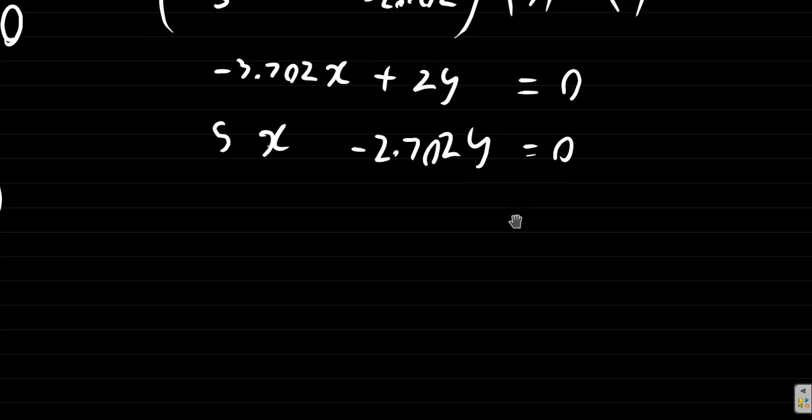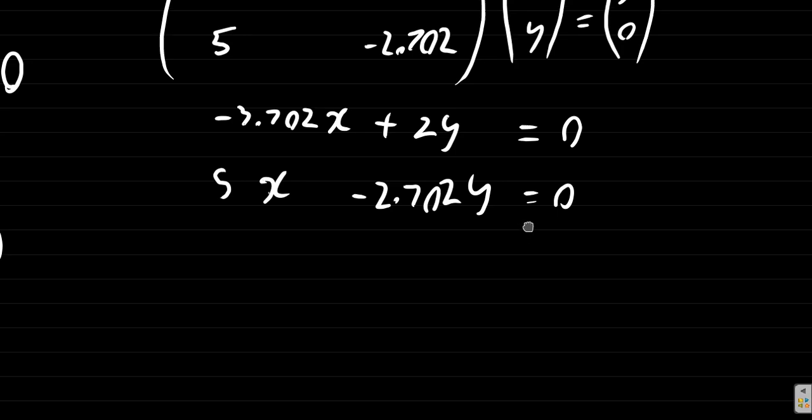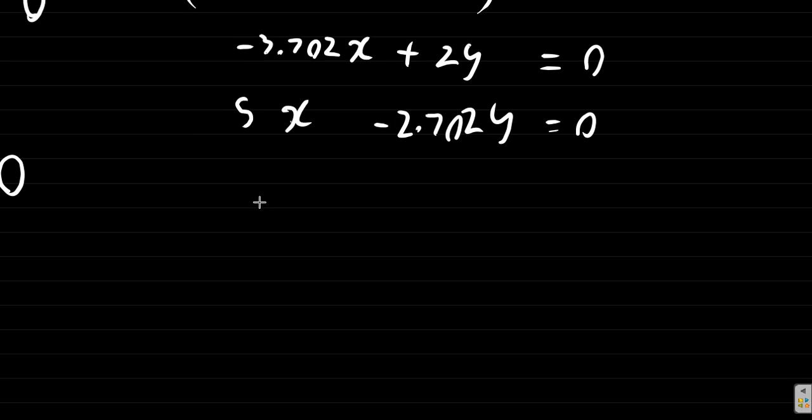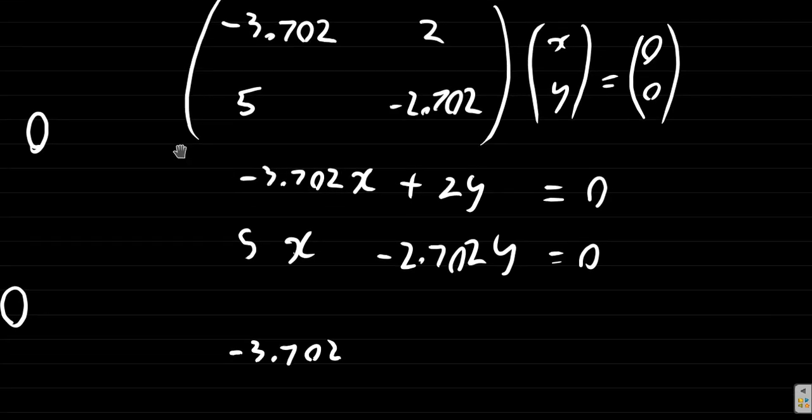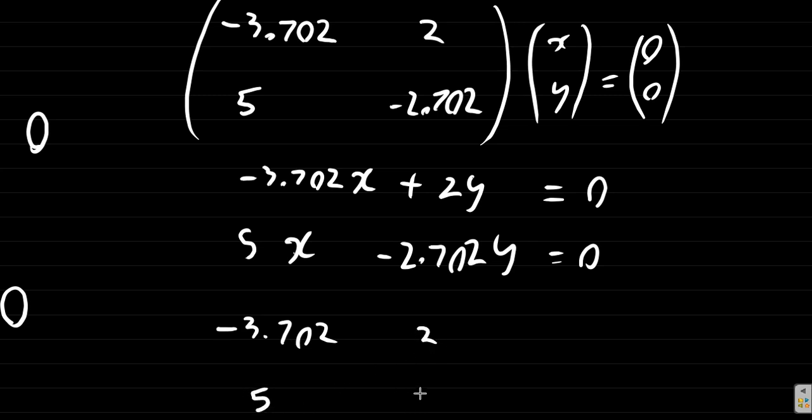Now, we can solve it using the normal elimination method, or we could use a matrix method. Since we're dealing with matrices, let's do that. So we have negative 3.702. Let's write it in matrix form, back like it is up here. So instead of multiplying it out, we have it in matrix form already. So let's write it like that: negative 3.702, 2, 5, negative 2.702.